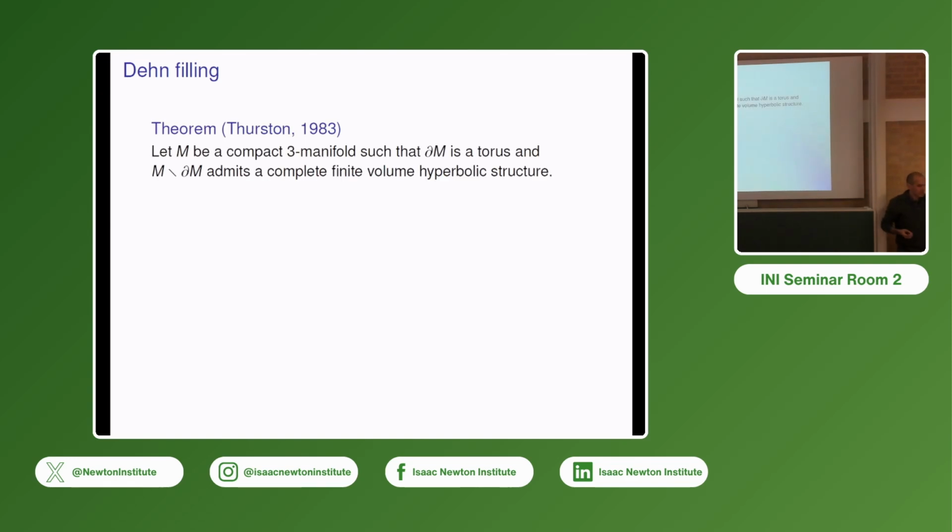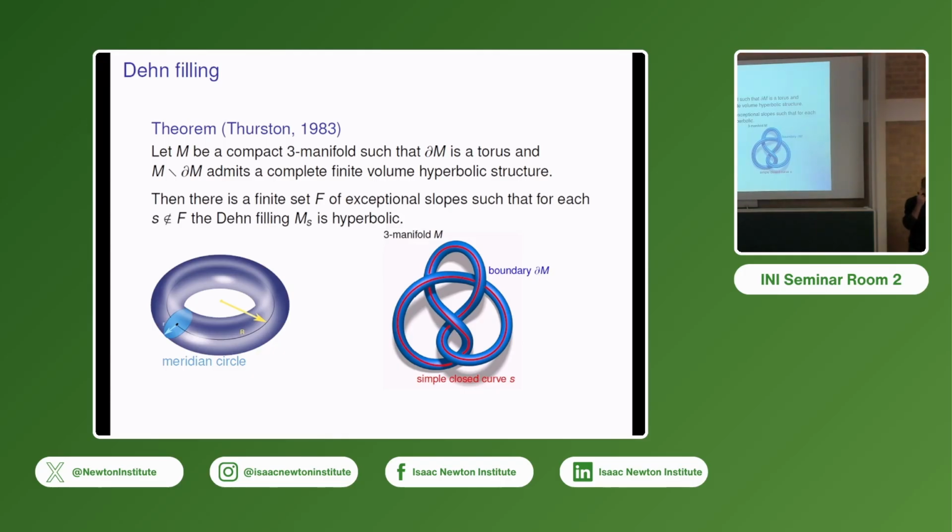Well, there is another theorem that really is the backbone of this, which is the celebrated theorem of Thurston, which says that if we take a compact three-manifold with a torus boundary, whose complement admits a finite volume hyperbolic structure, then there is a finite set of exceptional slopes such that for each slope away from this finite set, if you do Dehn filling along this slope, you get a manifold which is hyperbolic.